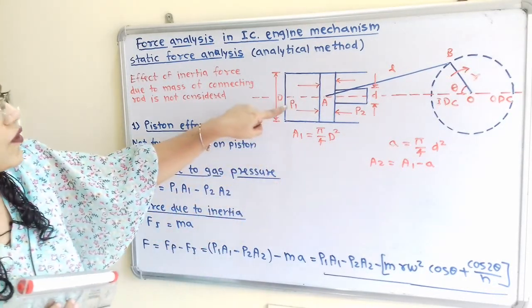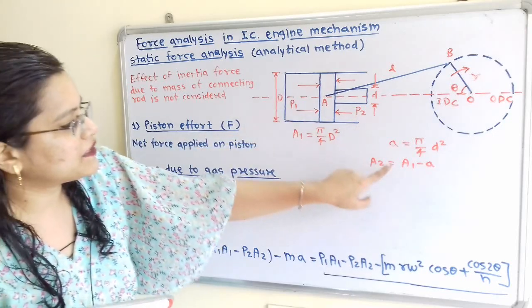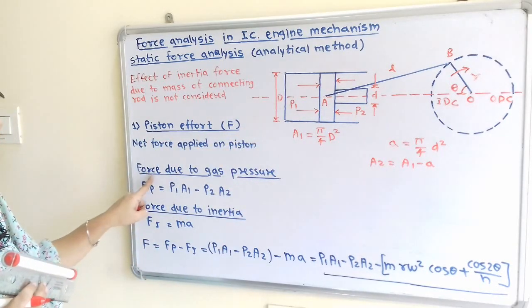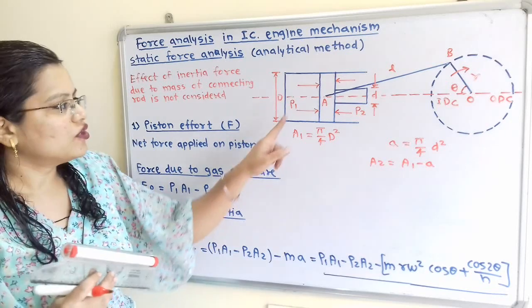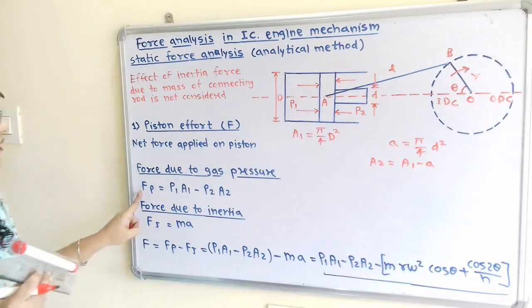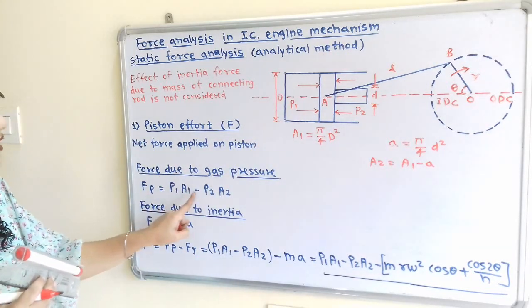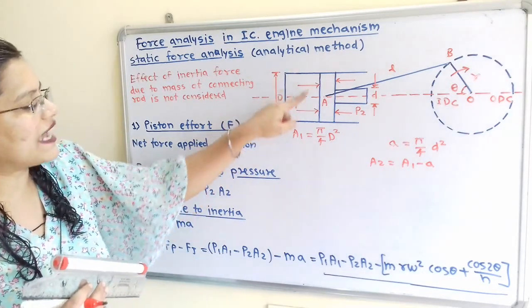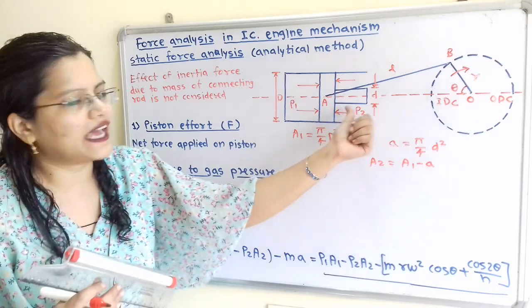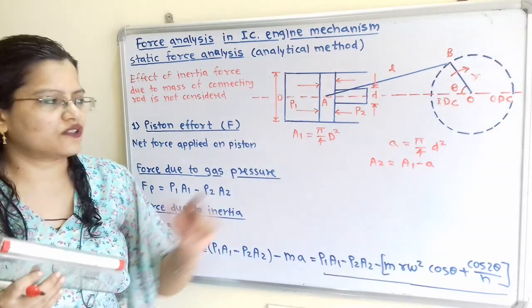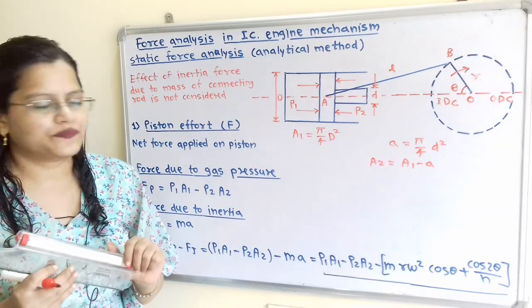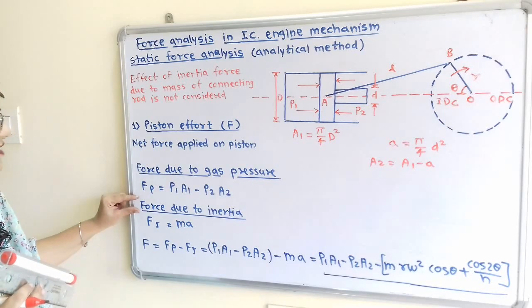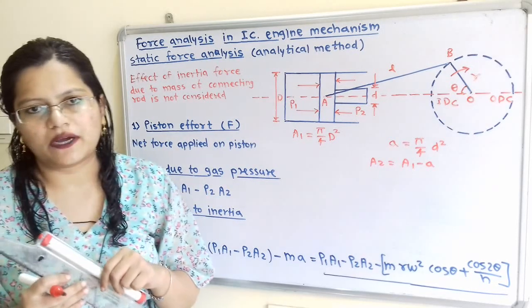Now we know what is P1 A1 as well as P2 A2. So how to calculate force due to gas pressure? So force due to gas pressure, Fp is equal to P1 A1 minus P2 A2. Now remember, this force due to gas pressure is always greater than the atmospheric air pressure on the other side. Now we will move to the next force, force due to inertia.